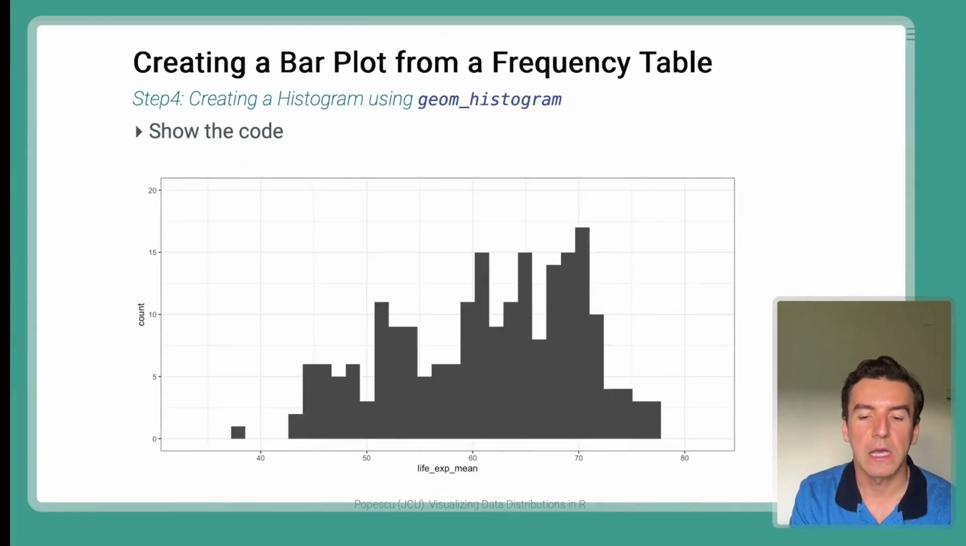Okay, guess what? This was a lot of work, like rounding the numbers, creating that table of frequencies, but R kind of does it on the fly. So how does it do it on the fly?